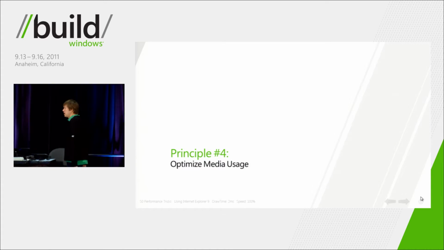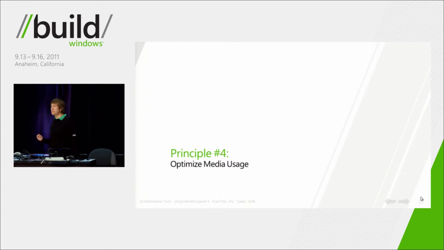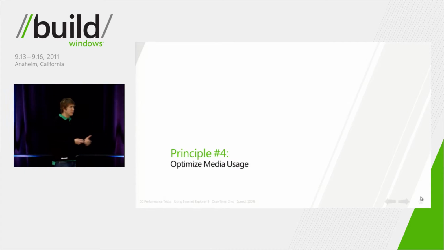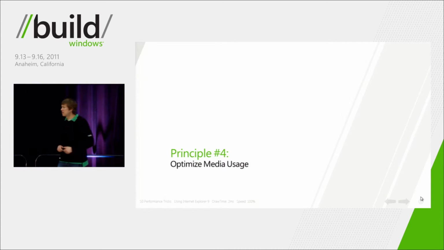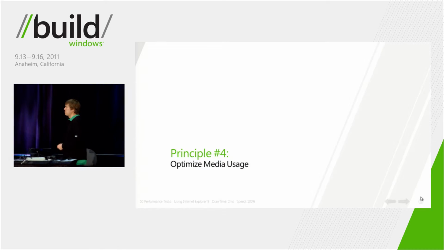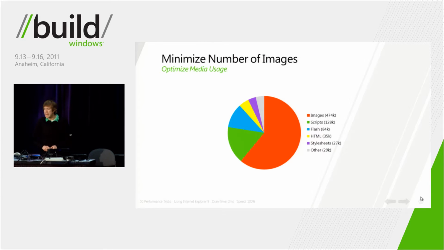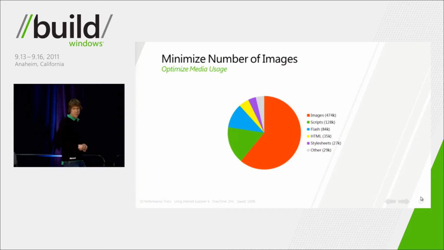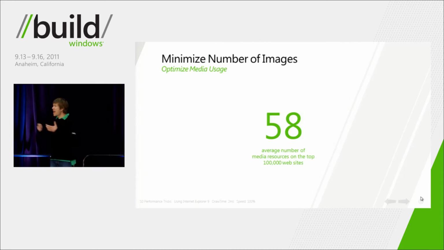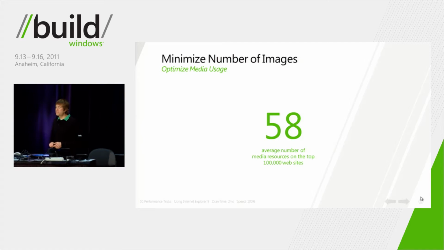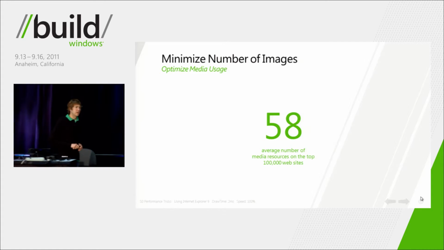Okay, principle number 4. Optimize your media usage. So again, we've got an extremely fast network, we're responding to our network requests quickly, we're minimizing our bytes, and we've got our markup efficient. So now we need to optimize the media that we include inside of our markup. Going back to this image, you'll see that over half the bytes downloaded today on average are images. The average number of images in a website today is 58 across the top 100,000 websites.